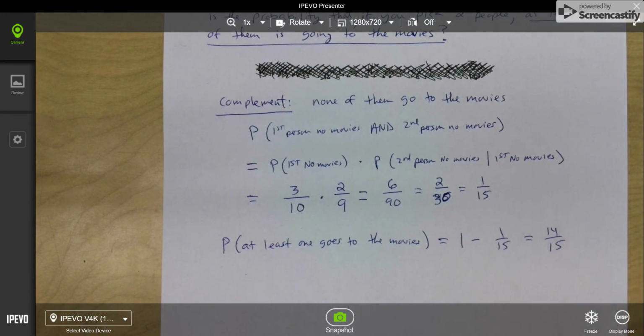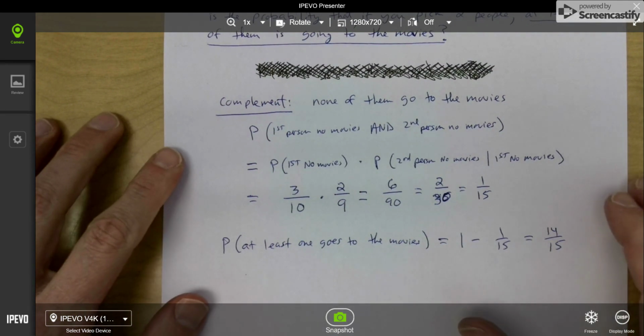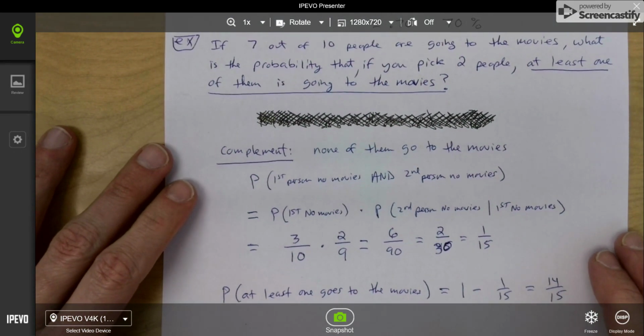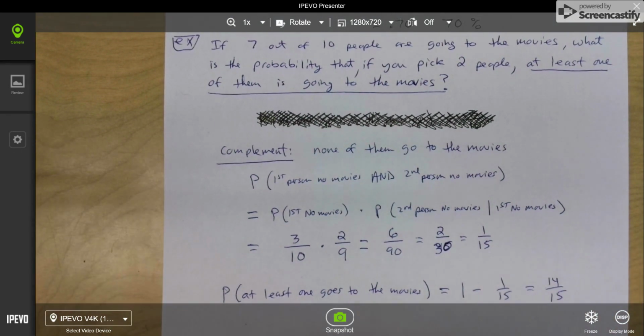Okay, and so you have to go in at the end and subtract that. And so this is one of the most difficult problems from this section: you have to find the probability of the complement, and then you have to subtract it from 1. And so that's how this last one works here.